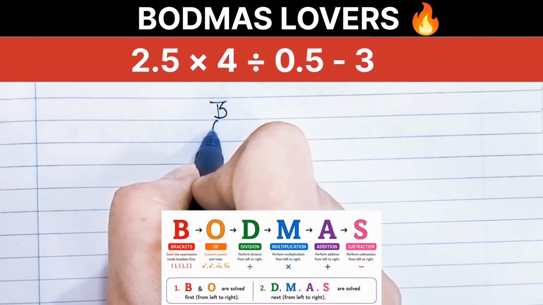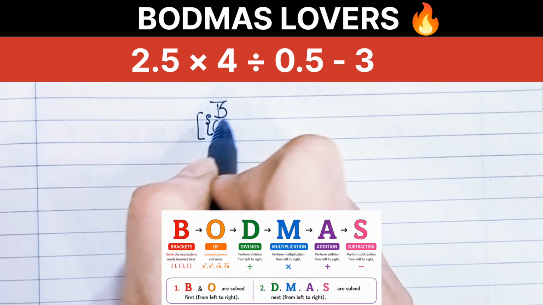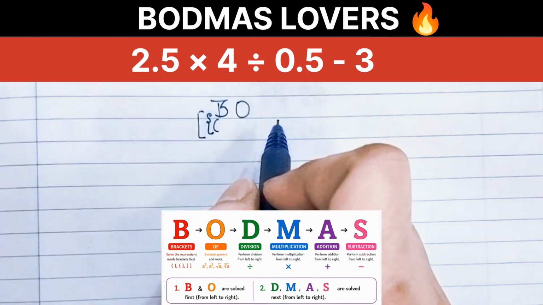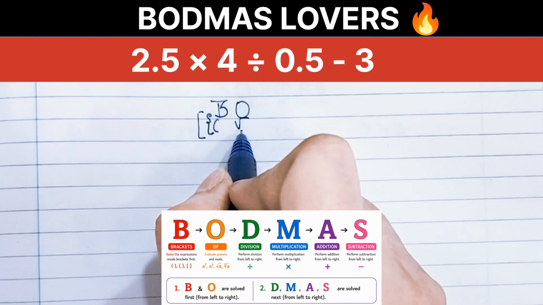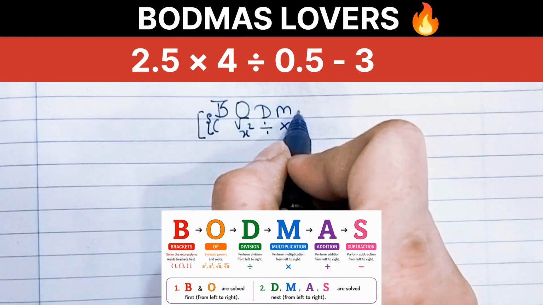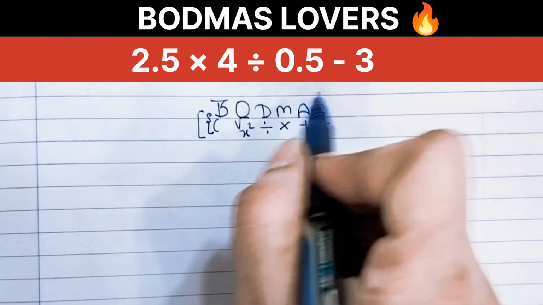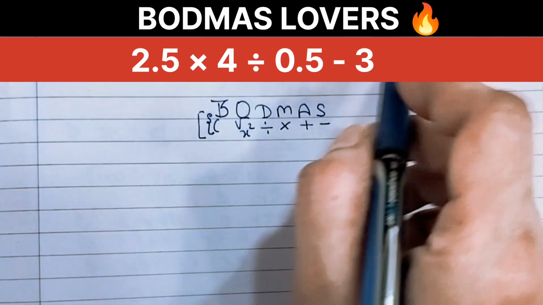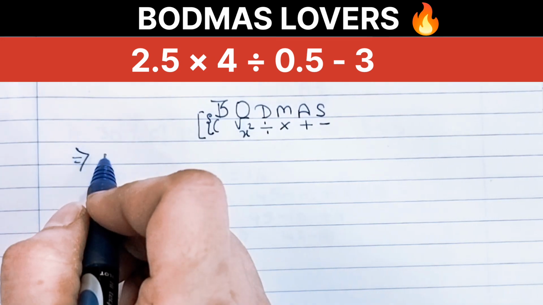The BODMAS rule says first we solve the small bracket, then the curly bracket, then the square bracket. O stands for order, where we convert into multiplication, we solve roots and exponents. D stands for division, M stands for multiplication, A stands for addition, S stands for subtraction. According to this BODMAS sequence, we'll break down this expression with a step-by-step solution.